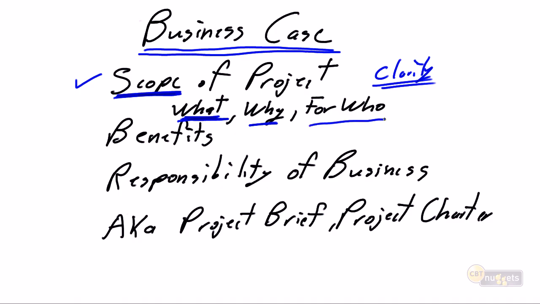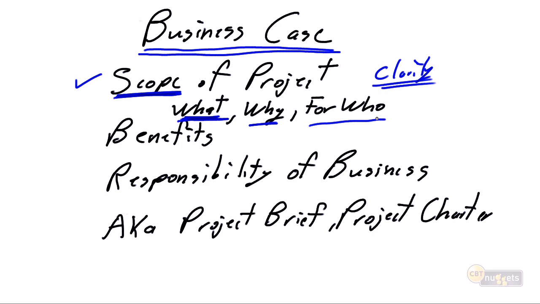And finally, the for who. Who is this project being done for? And it's not simply enough to say this project is being done for the organization, and it's not enough to say the project is being done for the warehouse department. The project is being done for the warehouse clerks, so the warehouse clerks have a better understanding of where product is in the warehouse.